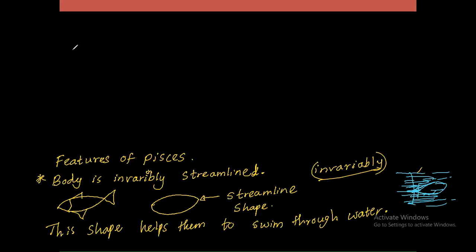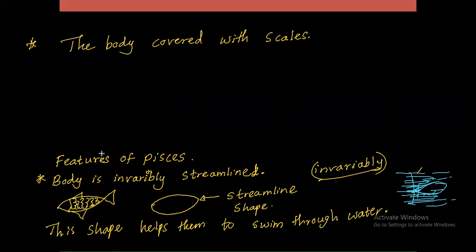Features of fishes. Today here, the body, next feature. The body scales. Scales means what? Their body is covered with scales. In the same figure, you can label that one also, right? Scales. Koropottu, right? Scales.